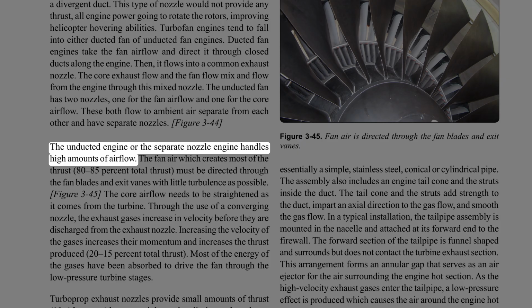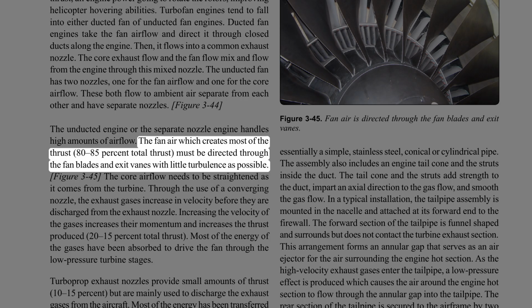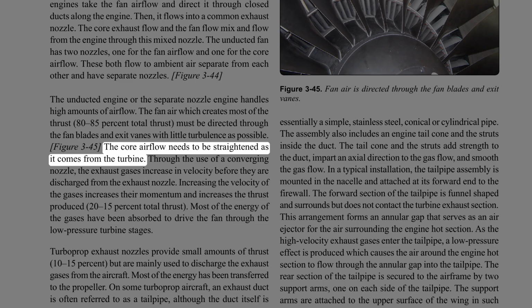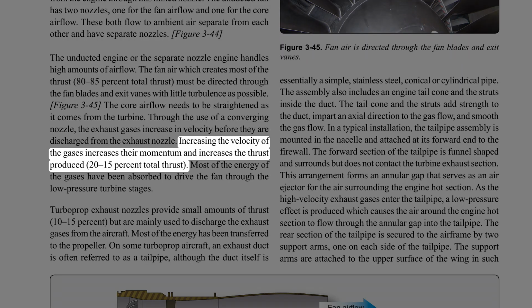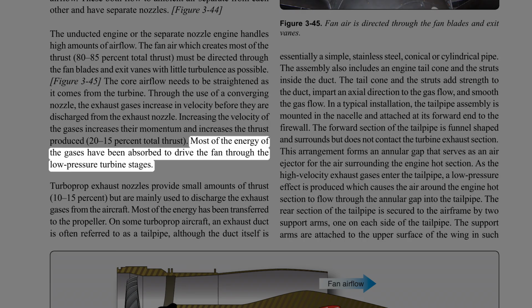The unducted engine or the separate nozzle engine handles high amounts of airflow. The fan air, which creates most of the thrust, 80–85% of total thrust, must be directed through the fan blades and exit vanes with as little turbulence as possible. The core airflow needs to be straightened as it comes from the turbine. Through the use of a converging nozzle, the exhaust gases increase in velocity before they are discharged from the exhaust nozzle. Increasing the velocity of the gases increases their momentum and increases the thrust produced, 15–20% of total thrust. Most of the energy of the gases has been absorbed to drive the fan through the low-pressure turbine stages.